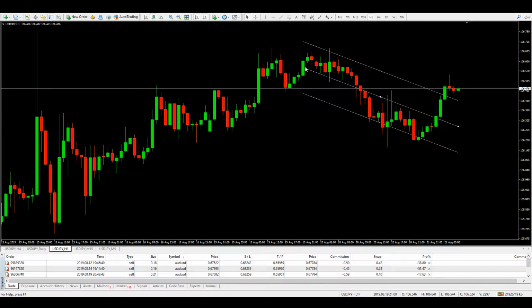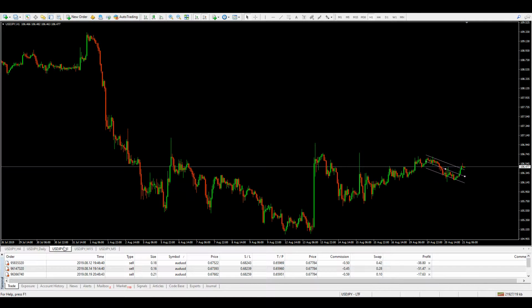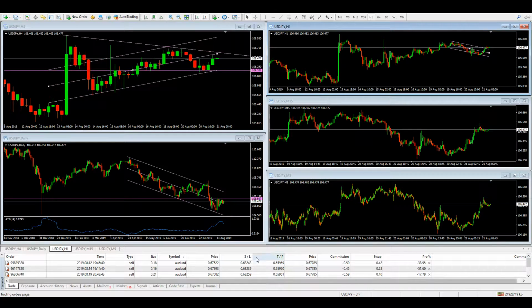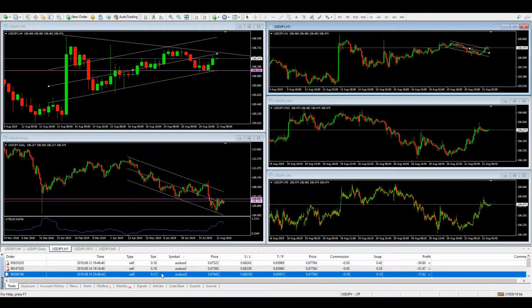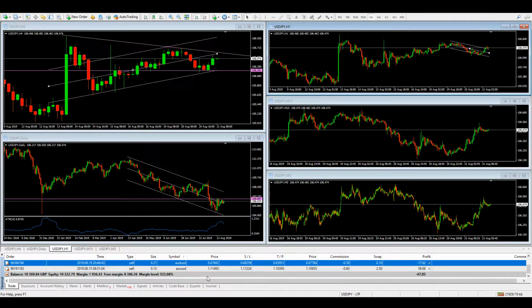So those are three setups to consider for today. And let's just have a look at the positions I've got in as well. So I've got the Aussie dollar and the euro. So let's have a look at the Aussie.